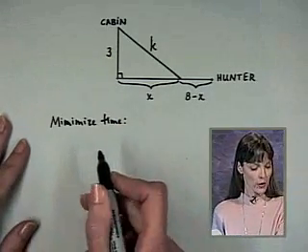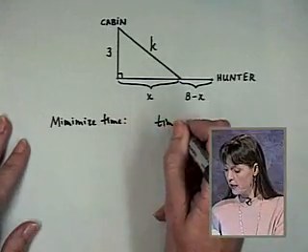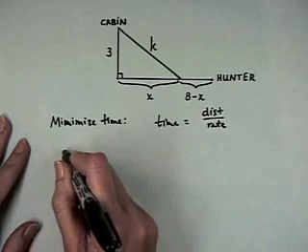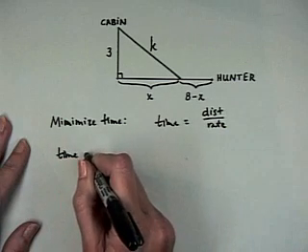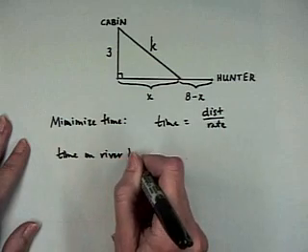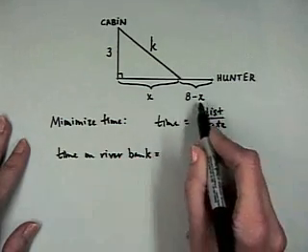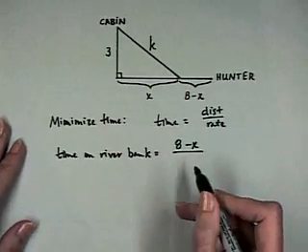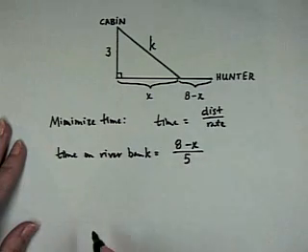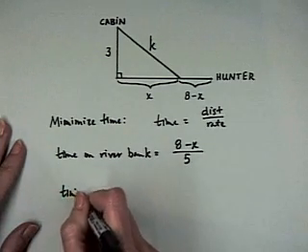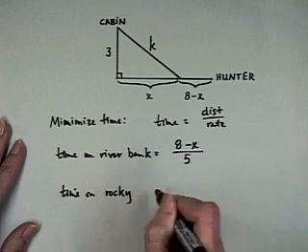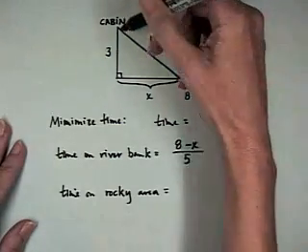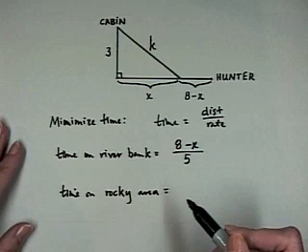In order to do that, what we're going to do is remember that time is equal to distance divided by rate. So let's begin by finding the time that it's going to take him on the riverbank. Well, his distance is given as 8 minus x. The rate, we were told in the problem, was 5 miles per hour. The time it takes him on the rocky area is going to be the distance, which is going to be this k value, divided by his rate, which we know is going to end up equaling 2.